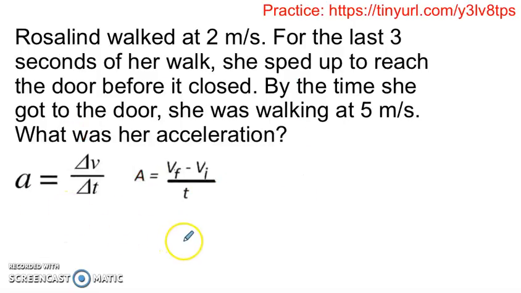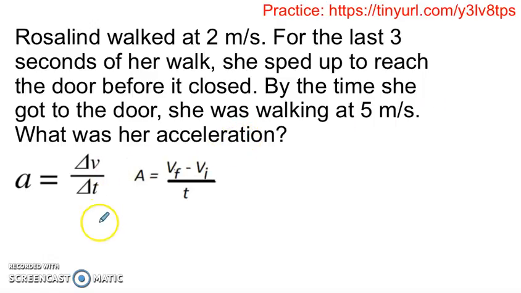Let's use this acceleration formula. Here we have Rosalind walked 2 meters per second, but for the last 3 seconds of her walk, she sped up to reach a door before it closed. So she is accelerating. By the time she got to the door, she was walking at 5 meters per second. So the question is, what was her acceleration?